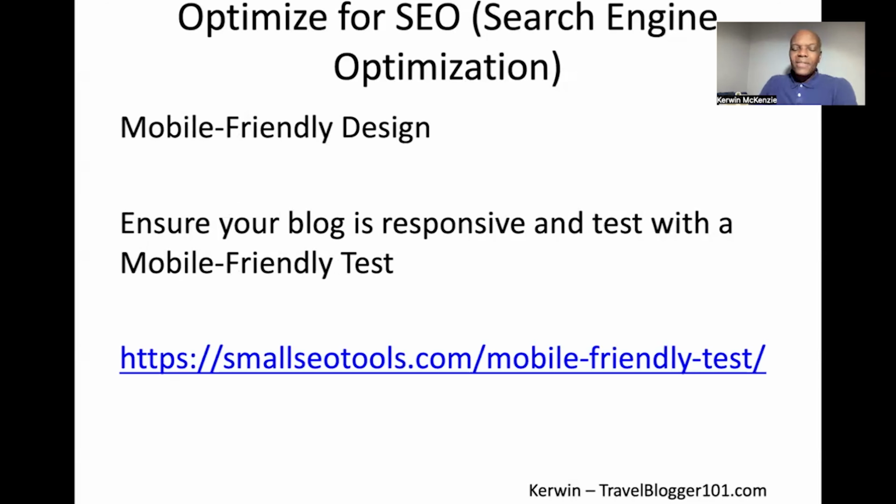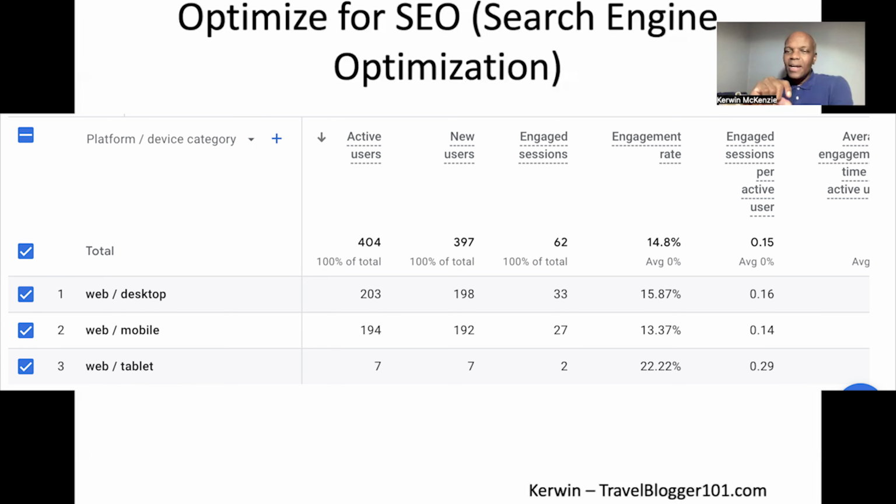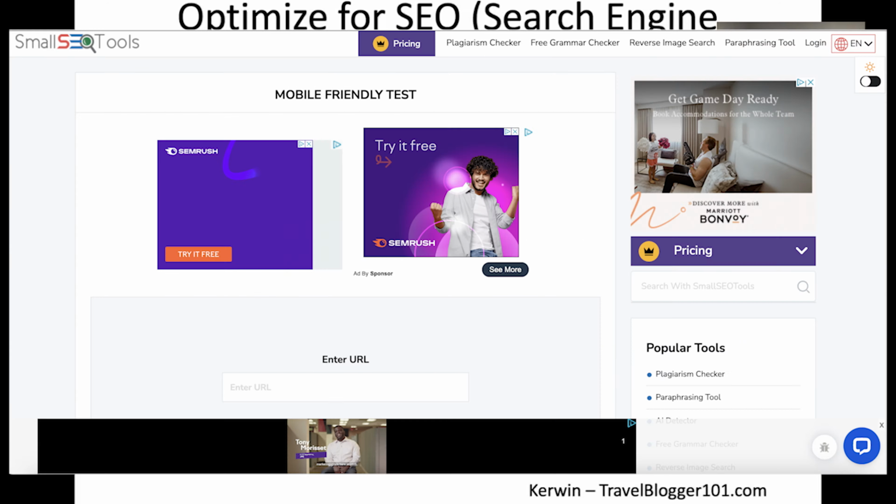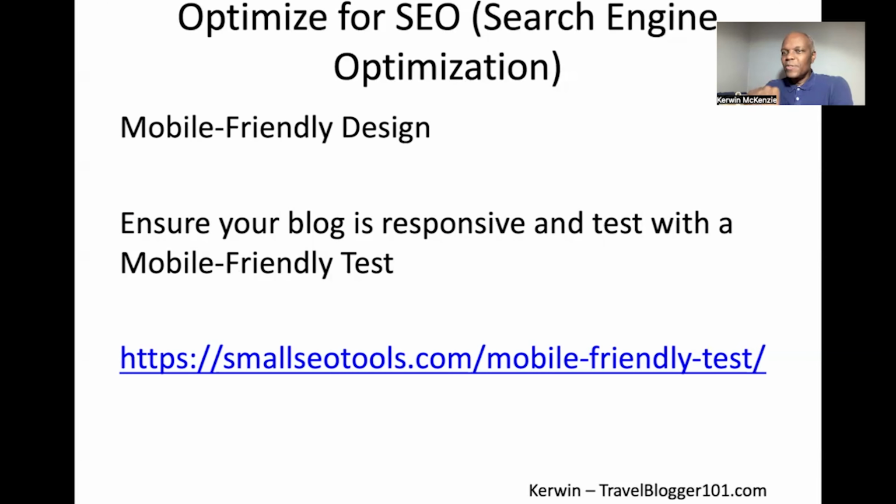Mobile friendly design, you really have to make sure that the blog is mobile friendly, because most of the people who use your blog are going to be on the phone anyway. And you can tell this by going to your analytics, usually Google Analytics, and it'll tell you where your readers are coming from and what devices they're using, if it's a desktop or a smartphone or a tablet or anything like that. So what you do, if you go to smallseotools.com/mobile-friendly-test, it has a little thing, and you put your URL in, and it'll tell you how good your blog is doing in terms of mobile design.